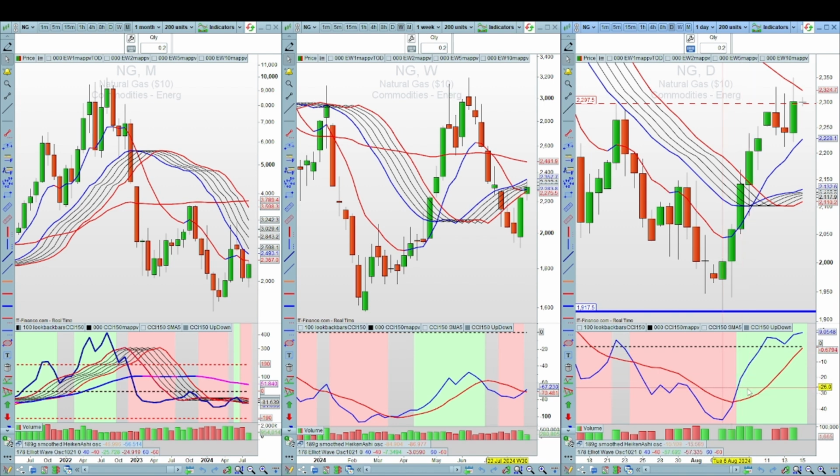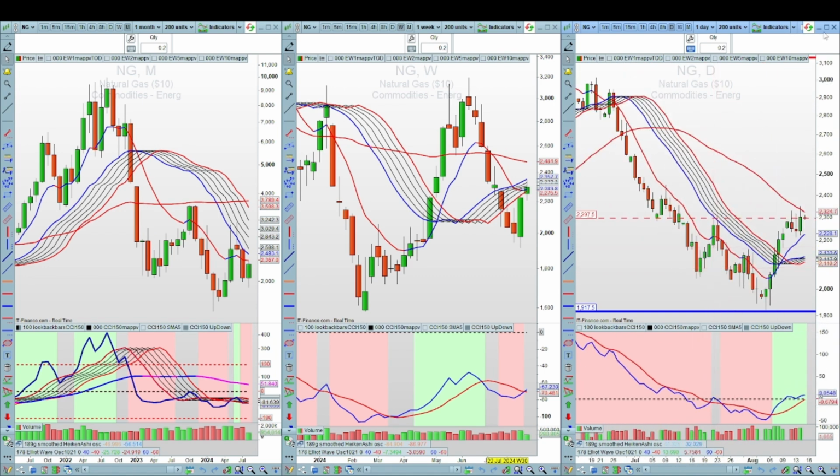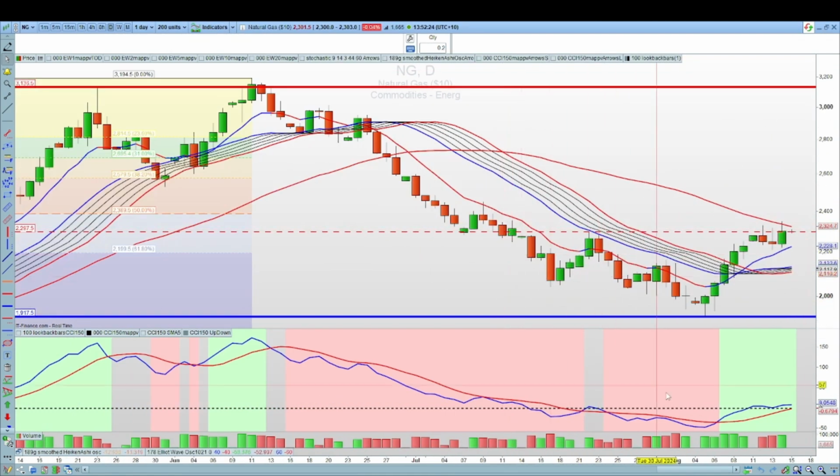So I've just simplified this indicator to make it look a lot simpler to read. And you can see here also on the daily, if I expand this chart, it's broken up bullish on the CCI and also broken up above the moving average bands of the price chart as well.